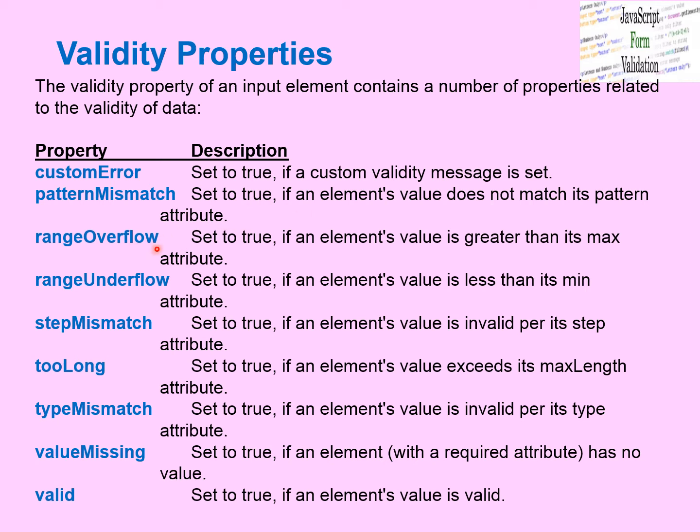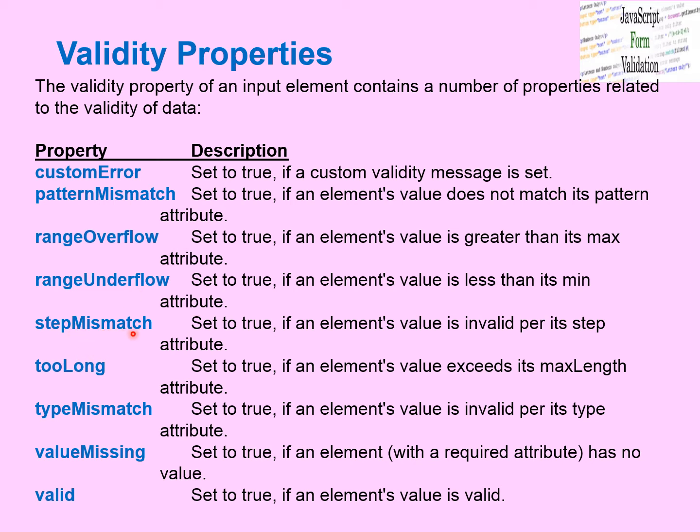Then range overflow. It sets to true if an element's value is greater than its maximum attribute. That is overflow. If the value is greater than its maximum value, then it can be specified by the property range overflow. Then range underflow. It sets to true if an element's value is less than its minimum attribute. That's underflow. If the value is less than the minimum attribute, then it can be termed as underflow.